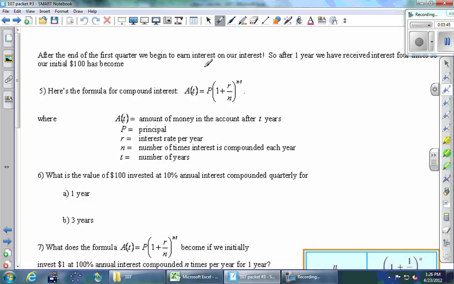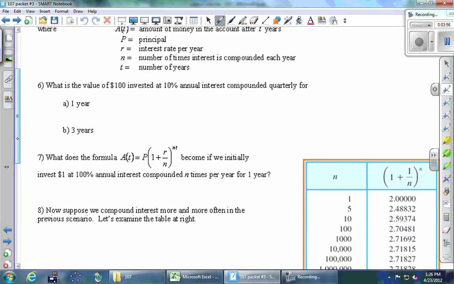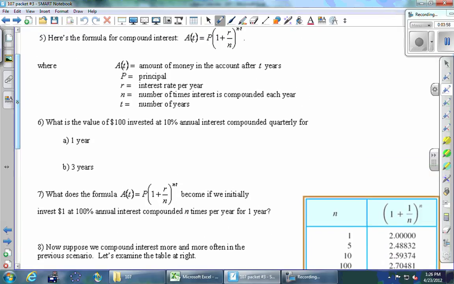So let's try number 6. We'll go to Taylor. What is the value of $100? Okay, so let's just see if we can find where all these pieces go. So we're going to start here with P. How much is P? 100, right? It's the principal.